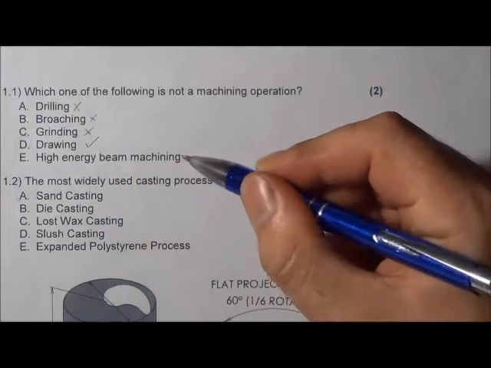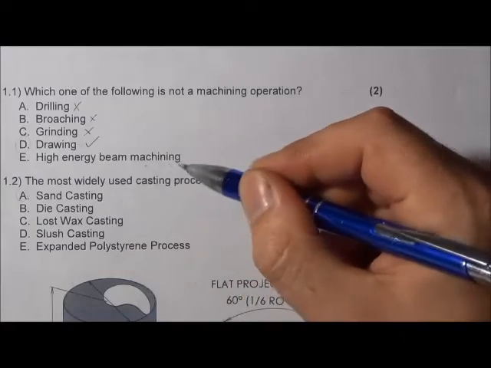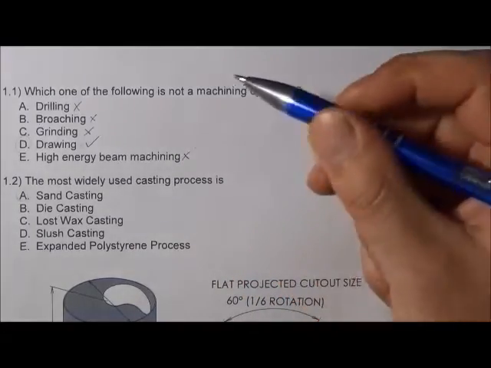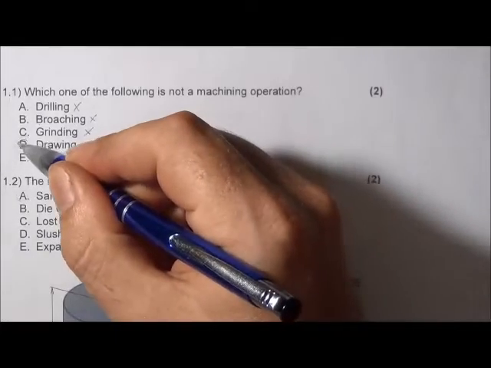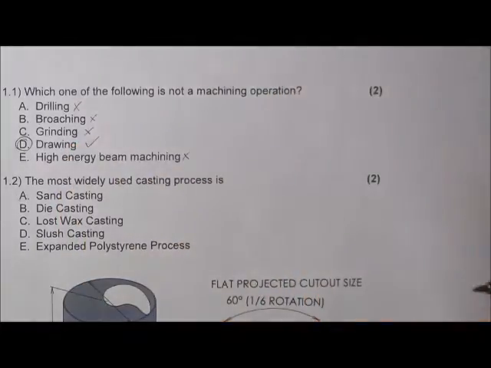And high energy beam machining, as the term says, it is a machining operation. So the only one that is not a machining operation is 1.1D, drawing.